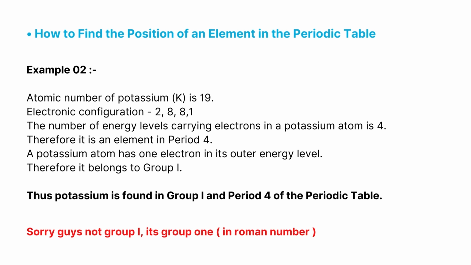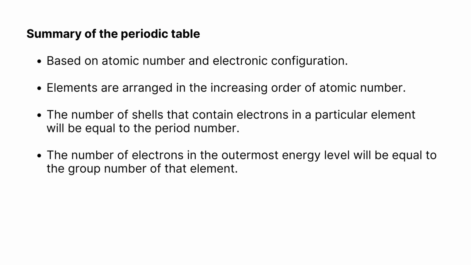So students, now you have a very good understanding about identifying the position of elements in the periodic table. And by now you should have memorized the correct order of the first 20 elements. And you should know to write the electronic configuration. Using these two you should be able to identify or find the period of the element and the group of the element. So if we summarize the periodic table, it is based on atomic number and electronic configuration.